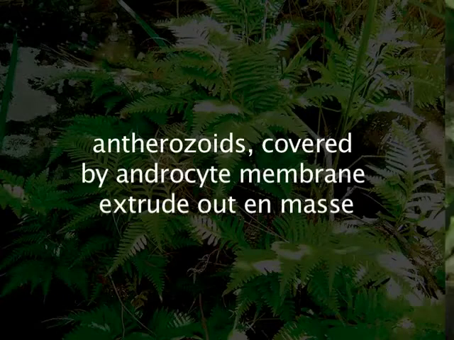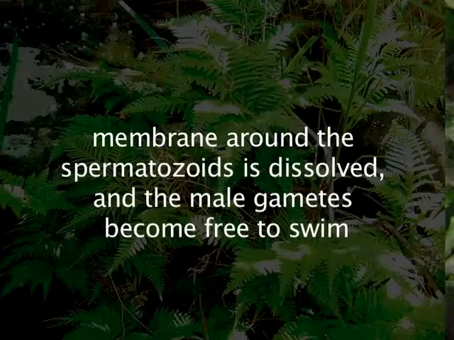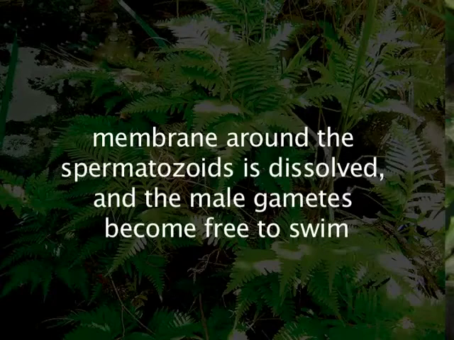Dehiscence of the mature antheridium takes place in the presence of water. The jacket cells and androcytes absorb water, swell, and exert pressure, due to which the cap cell is either tilted upwards or thrown away. The antherozoids covered by androcyte membrane extrude out en masse. This extrusion is further assisted by the inward swelling and shortening of the wall cells. The membrane around the spermatozoids is dissolved and the male gametes become free to swim.